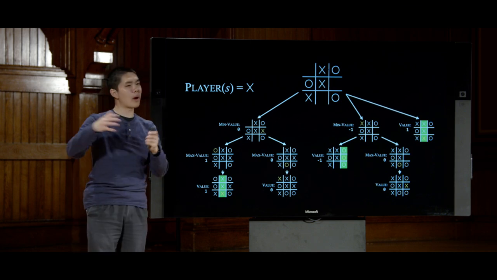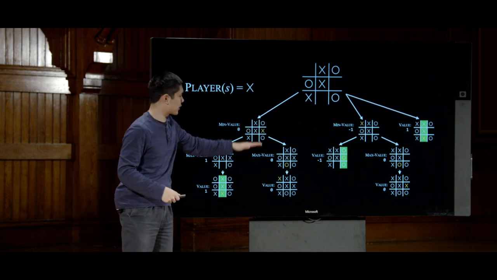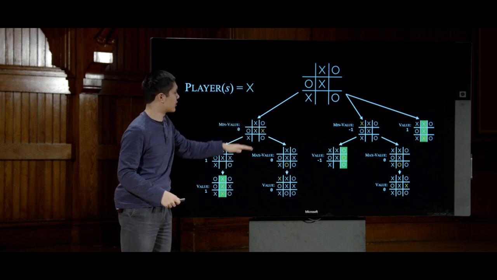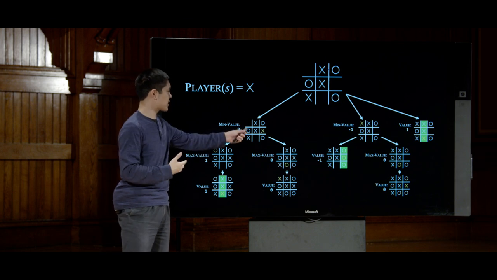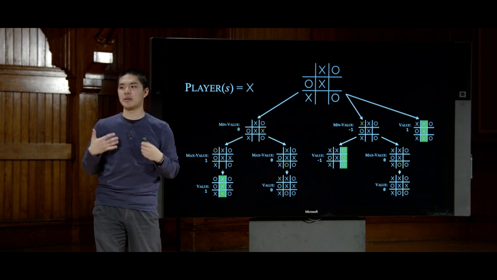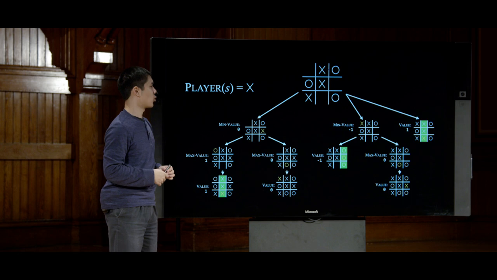And the further and further away we are from the end of the game, the deeper this tree has to go. Because every level in this tree is going to correspond to one move or action that I take, one move or action that my opponent takes in order to decide what happens.